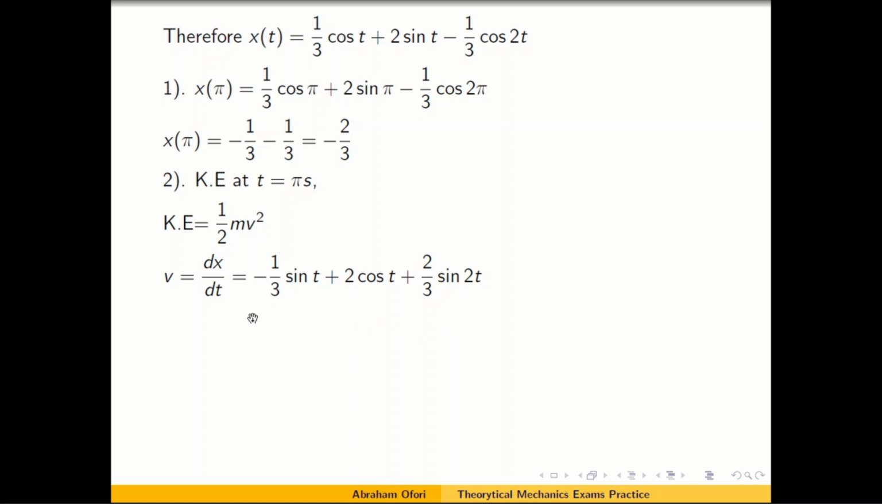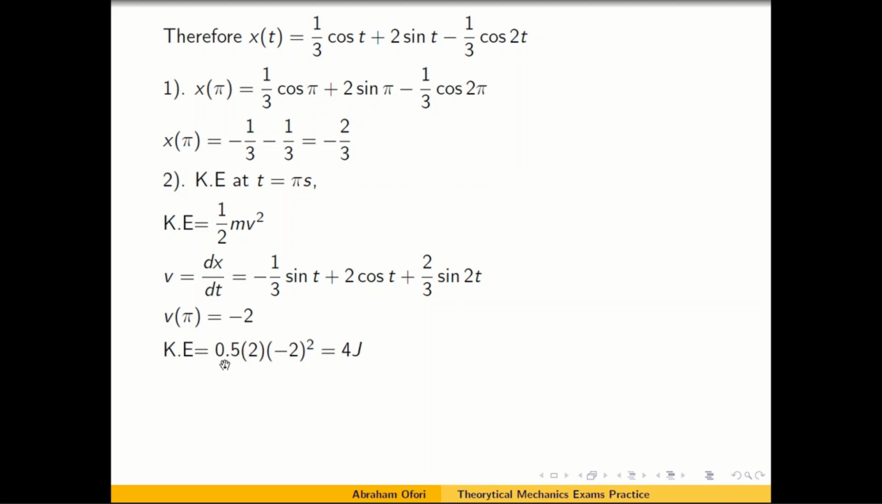I know my mass, but at the time t equals pi seconds, my velocity is what? Put pi seconds here, sine of 180, 0. Here will be 0, because cos of 180 is what? Negative 1. So we become negative 2. Sine of 360 is 0. So I'll get negative 2. Velocity at pi seconds equals negative 2.